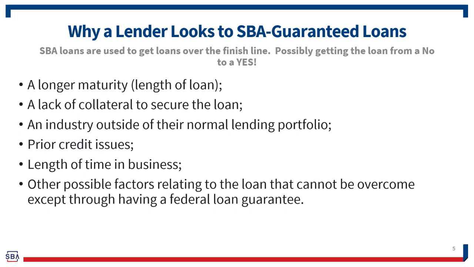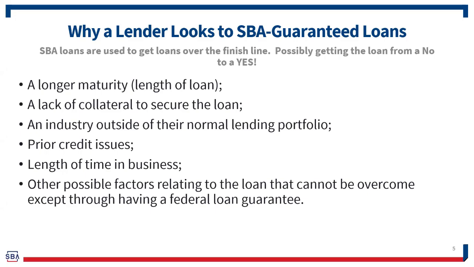Prior credit issues, probably one of the top reasons other than lack of collateral. If the borrower, you would be the borrower in this particular situation, has some blips in your credit history, and it prevented you from obtaining a conventional loan, the lender can actually say, okay, well, we're going to put an SBA backed guarantee on it, and we're going to make it so that it is possible for you to reach that goal and that dream of yours.